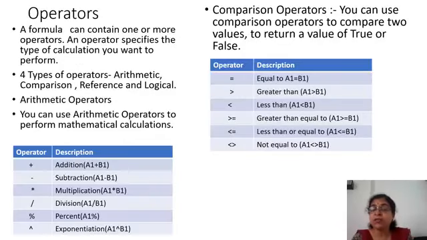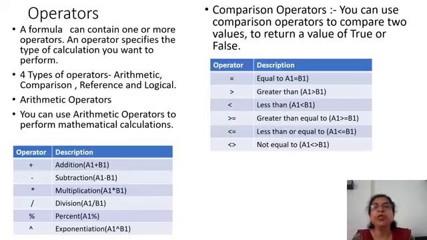Now, which operators we use while giving the formula, that we are going to learn. A formula can contain one or more operators. Operators means what exactly you want to do with the numbers. That sign is called the operator. An operator specifies the type of calculation you want to perform. Four types of operators are there: arithmetic, comparison, reference and logical.